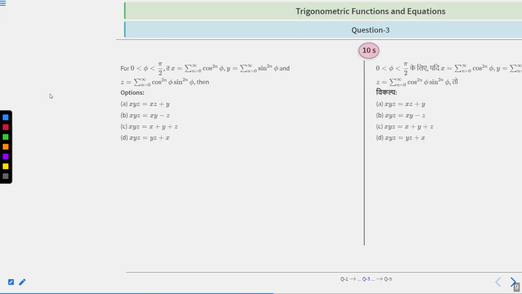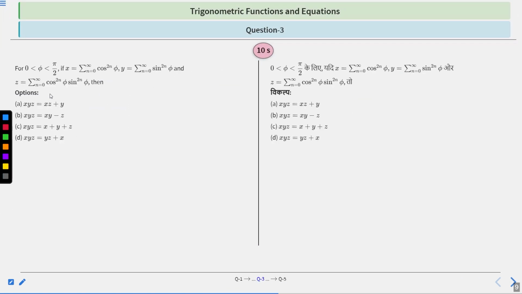Now let's move to the next question, question number 3, which says that if an angle phi is lying between 0 to pi by 2, and x is equal to summation of n equals 0 to infinity of cos to the power 2n phi, y is equal to summation of n equals 0 to infinity of sin to the power 2n phi, and z is equal to summation of n equals 0 to infinity of cos to the power 2n phi times sin to the power 2n phi, then which expression will be true?